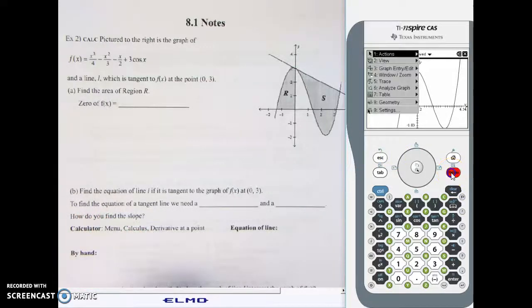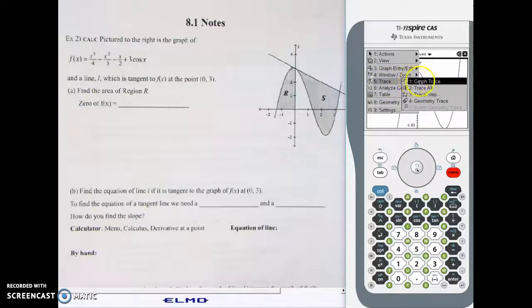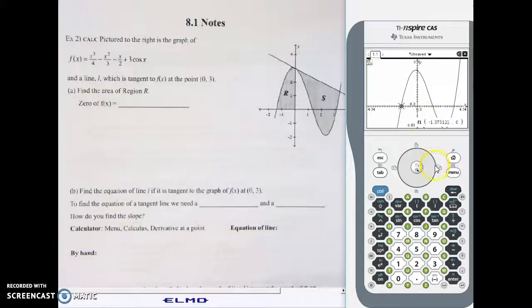So we're going to go to menu and then analyze. Oops, we're going to go to trace. You know, an analyze graph where it says zero? That's complicated. It's much easier to use trace. We're going to go to graph trace, and then you have to move the spider until you see the word zero. And then you hit enter and it keeps your label for you. Do you see how that label appeared? If you didn't hit enter, that would disappear.